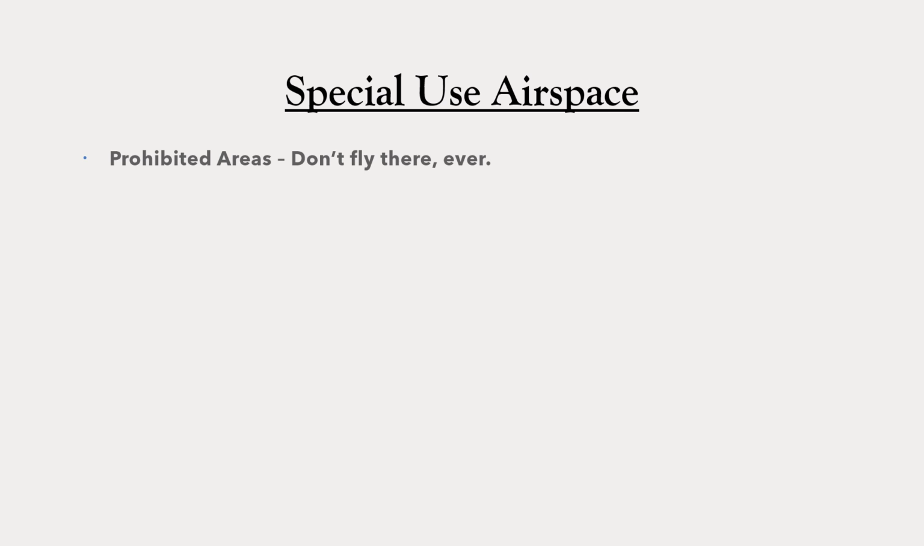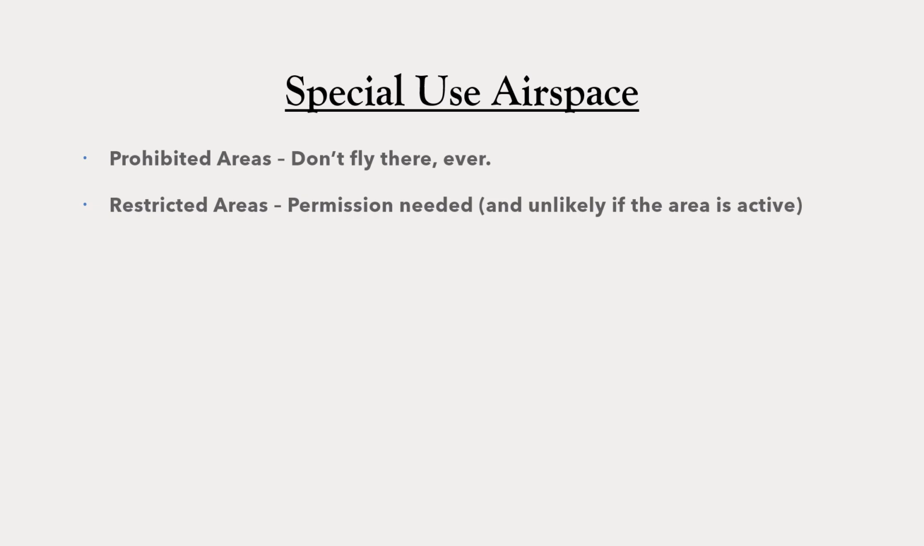So the first type is a prohibited area. Rules there are real simple. Don't go there. There's nobody to ask for permission. You just can't go there. The second type is a restricted area. In a restricted area, you need to get permission from some entity when you want to use it if it's active. Usually that'd be like a military organization. If they're not actually using it at the time, they'll probably give you permission. If they are using it, it's likely that they would say, no, we're not going to give you permission.